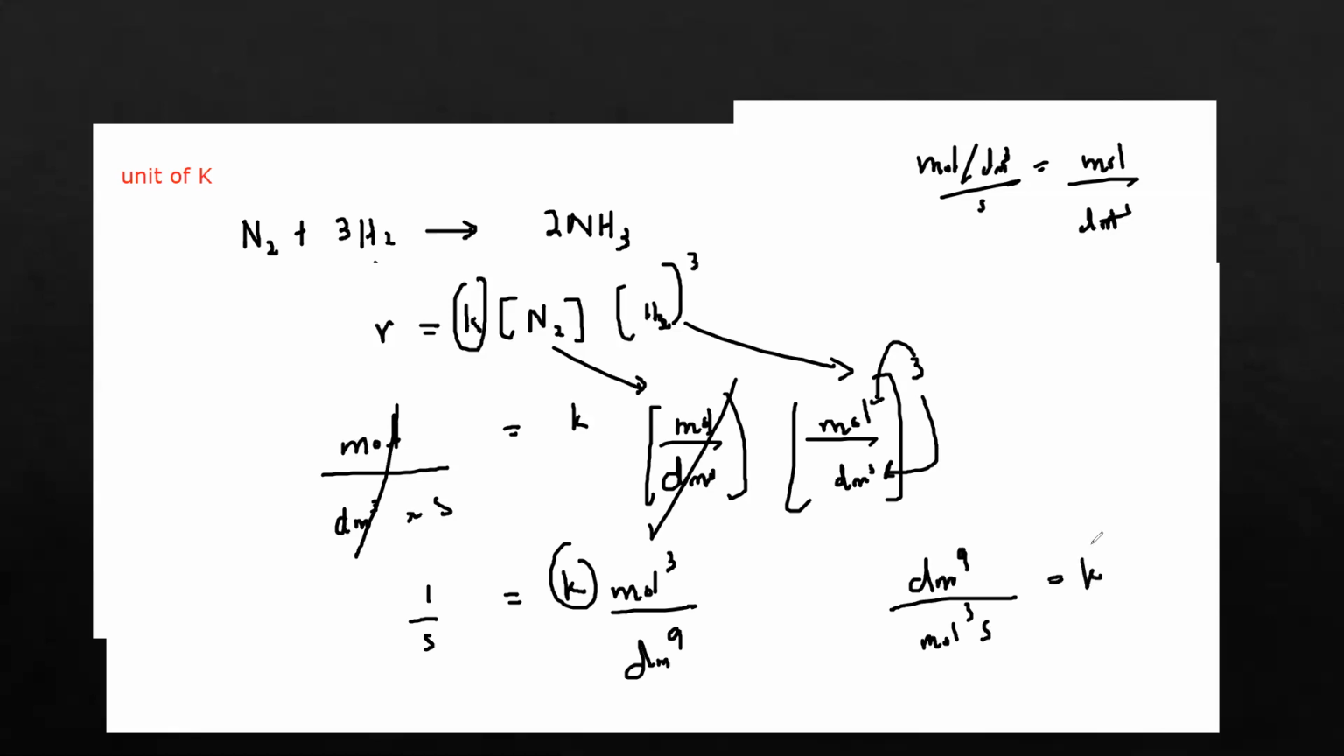If I want to write all of them in the numerator, the denominator powers should be used as negative. So it is dm raised to power 9, mole minus 3, second minus 1. Is the unit of k clear? So basically the unit of k is not constant or fixed. It depends on the type of the reaction and the equation which represents a balanced, complete chemical reaction.